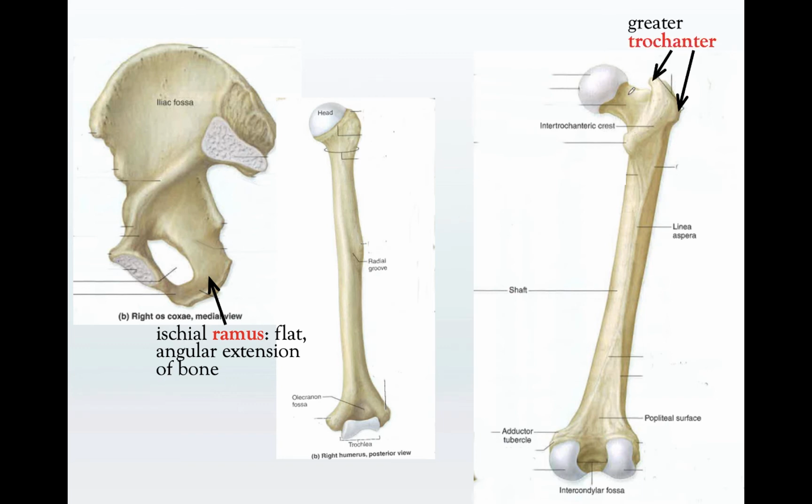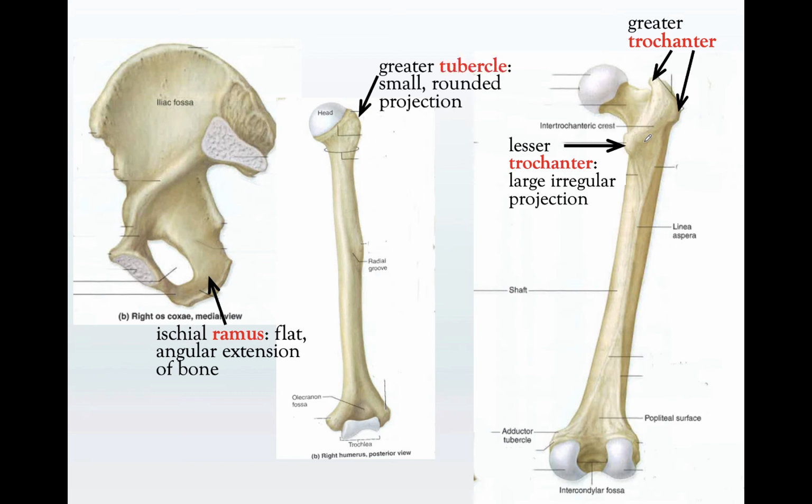Here we have the greater trochanter. And again, you can palpate this on the outside of your hip. I'm going to press it there and you can feel it. And here we have the lesser trochanter. A trochanter is a large, somewhat irregular projection. And so you can see how it's kind of knobby and irregular. I'm not really sure what a regular projection is. Maybe a regular projection is something like a rounded projection like the tubercle.